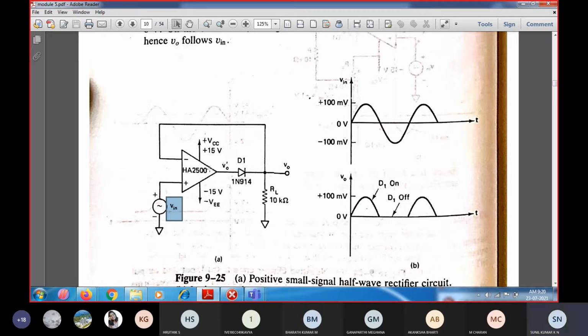So what we are going to do in this circuit is place this diode between the op amp output and the actual circuit output. This is the circuit output, and this is the op amp output. We mention the op amp output as V0 dash, and diode D1 is inserted between the op amp output and the actual circuit output. The actual circuit output is given to the inverting terminal, so as soon as you apply the input, the output voltage is going to follow the input signal.